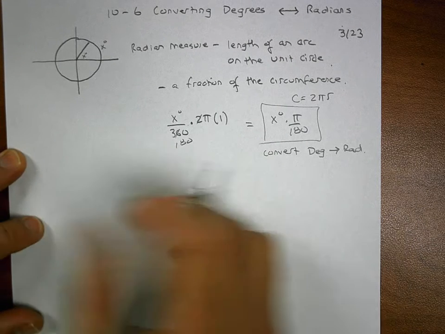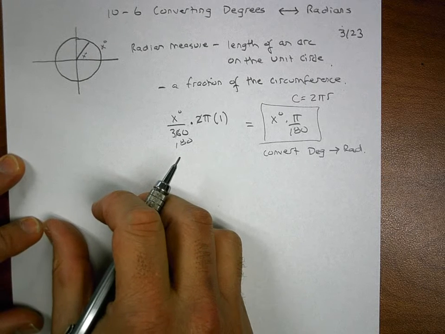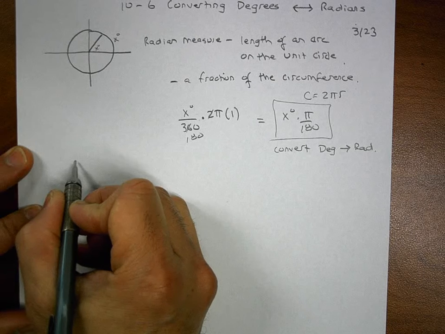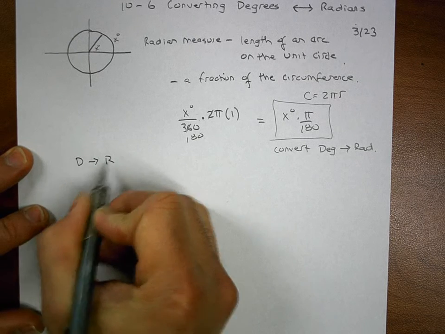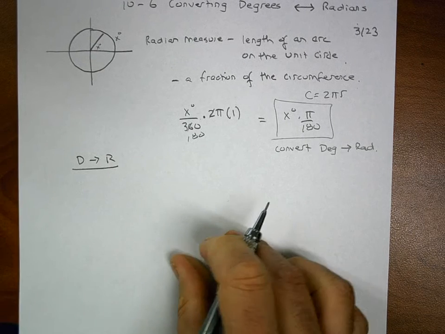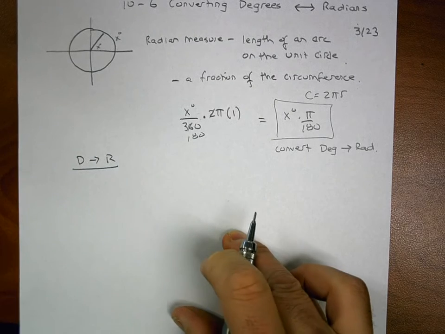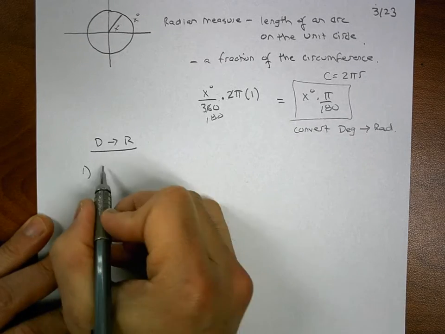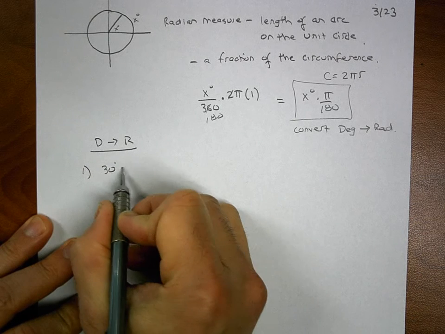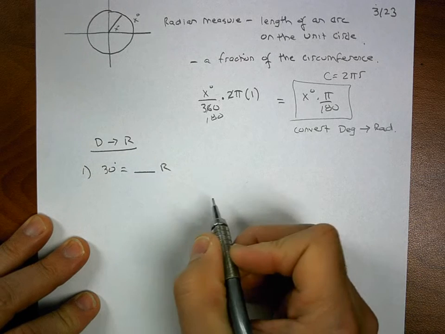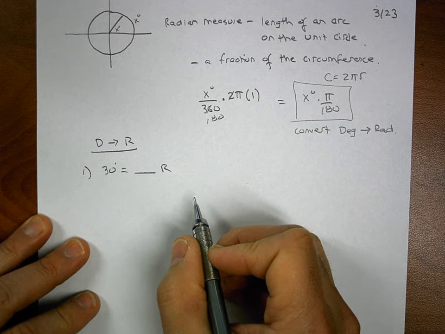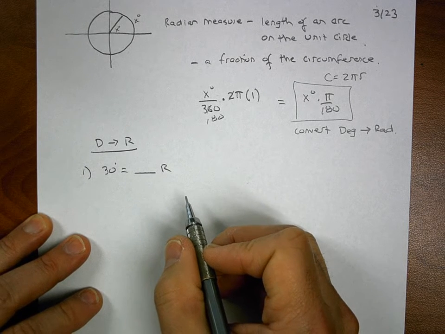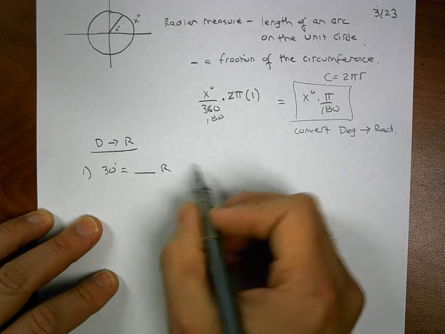Okay, so let's do a couple conversions, and some of these will be familiar. Let's convert some degrees to radians. So let's say number 1, let's say I want to convert 30 degrees. Now I want to know how many radians that is. Okay, some of these we'll memorize, the 30s, the 45s, the 60s, obviously the 2 pi's and the 180s and everything. But let's go ahead and convert it.